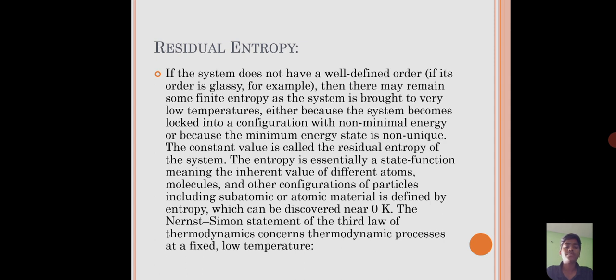Residual entropy. If the system does not have a well defined order, if its order is glassy, for example, then there may remain some finite entropy as the system is brought to very low temperatures, either because the system becomes locked into a configuration with non minimal energy or because the minimum energy state is non unique. The constant value is called the residual entropy of the system.